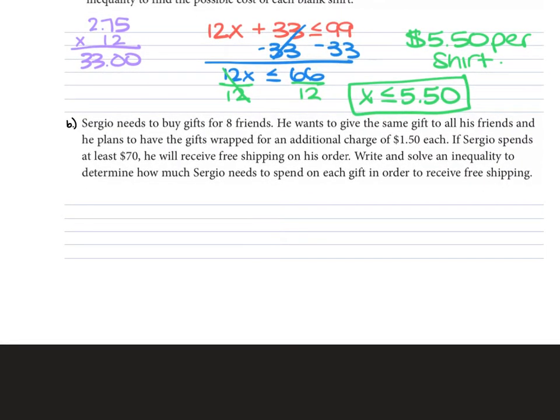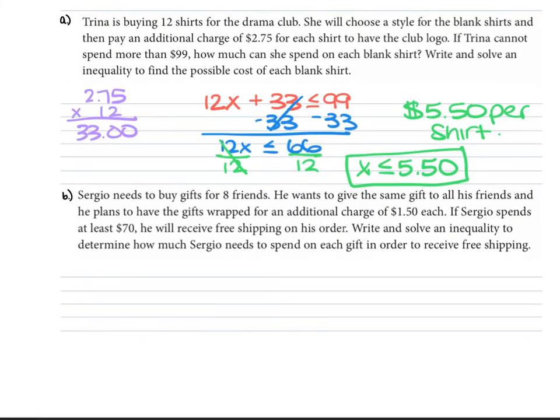If we look at B, it tells us that Sergio needs to buy gifts for 8 friends. He wants to give the same gift to all of his friends, and he plans to have the gifts wrapped for an additional charge of $1.50 each. If Sergio spends at least $70, he will receive free shipping on his order. Write an inequality to determine how much Sergio needs to spend on each gift in order to receive free shipping. So we're going to start by doing the 8 times whatever the gift costs plus the $1.50. So this is going to be 8 times x plus 1.50.